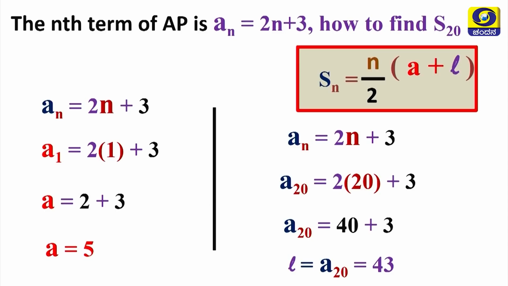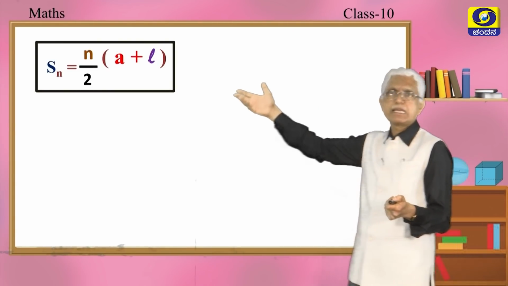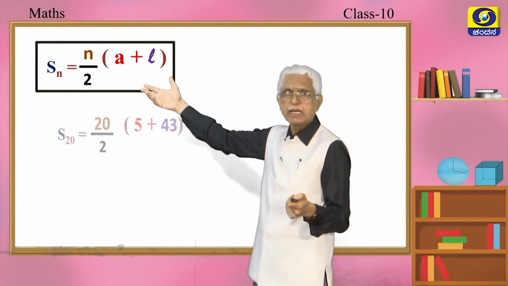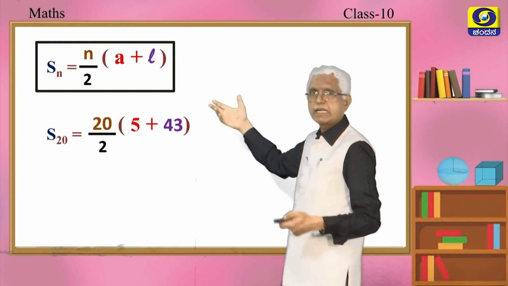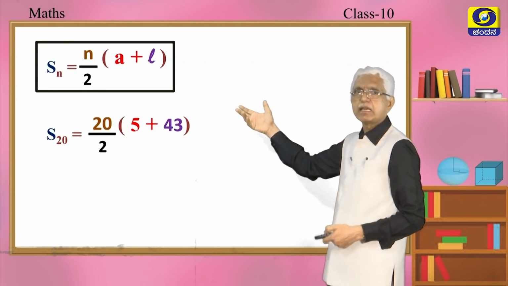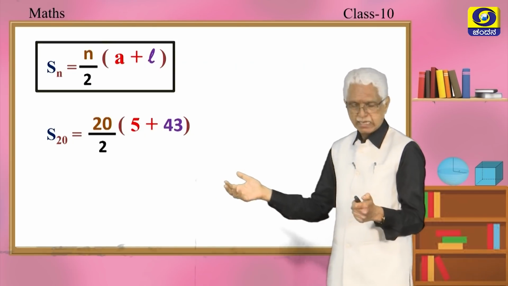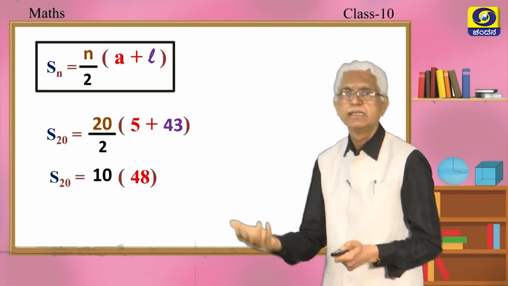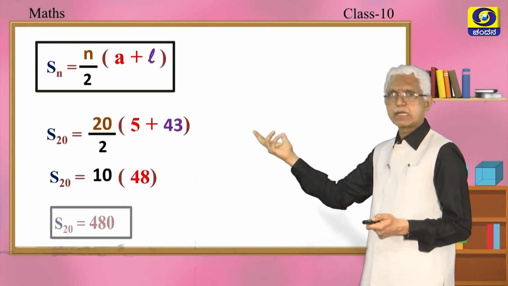My God, a is ready, l is ready. It is just substitution. So now observe, you are using the formula Sn is equal to n by 2 into a plus l. n is 20, because you want the sum of the first 20 terms. So 20 by 2, into a, which you found is 5, and l, which you found is 43. Simplifying, 2 tens are 20, 43 plus 5 is 48, 48 into 10 is 480.